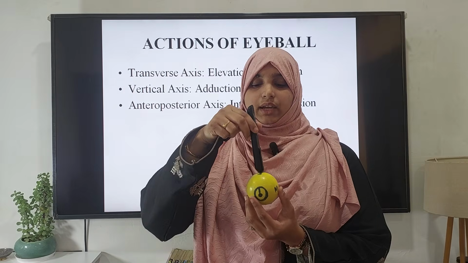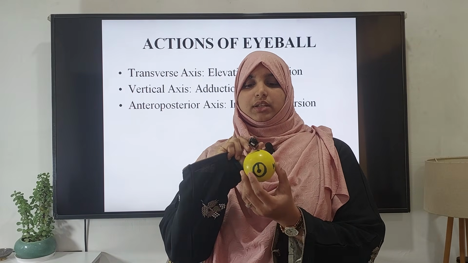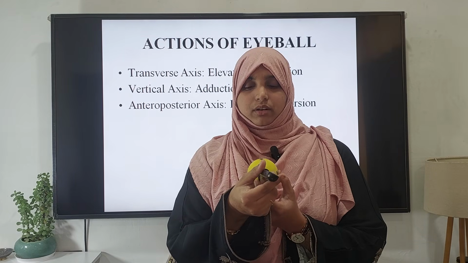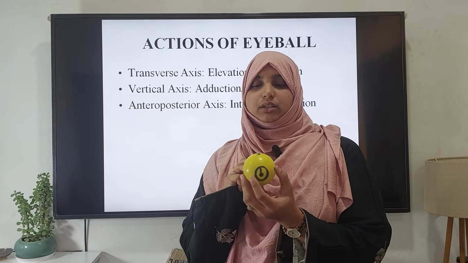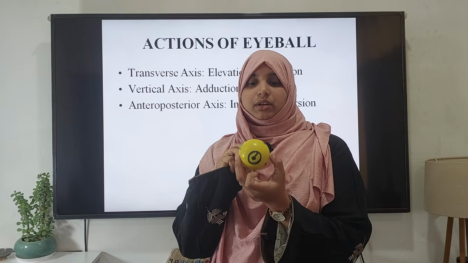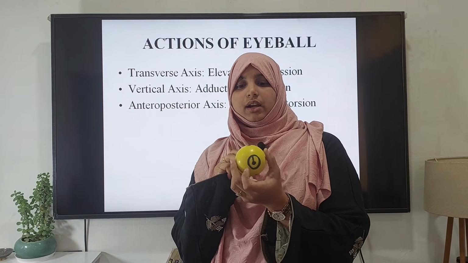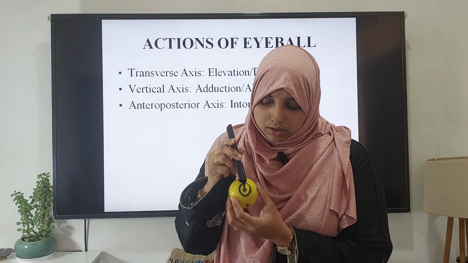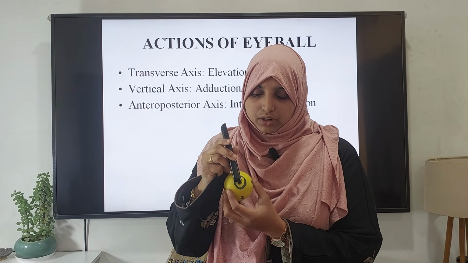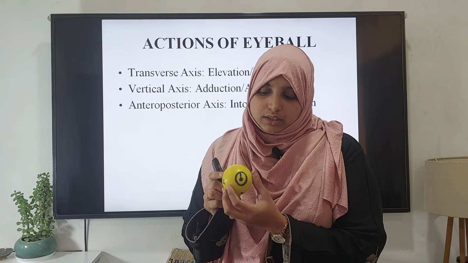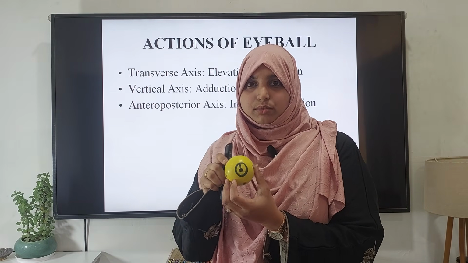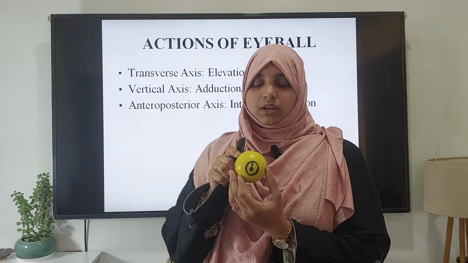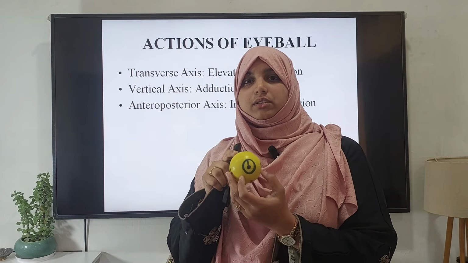Okay, now the next is the anterior-posterior axis. If we put an axis towards the pupil, crossing through the pupil, the movement is going to be a rotatory movement inwards and outwards. For this, the landmark that you should take is the 12 o'clock position of the pupil. If you draw a line, see whether that line is moving towards the inside or towards the outside. If it is moving towards the inside, that is called intorsion, or if it is moving towards the outside, that is called extorsion.